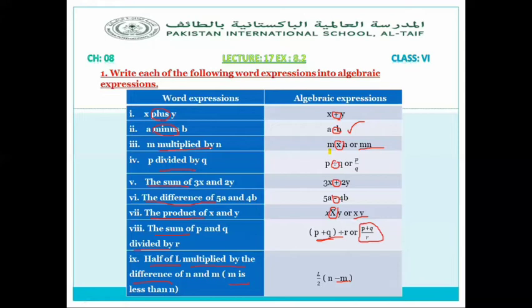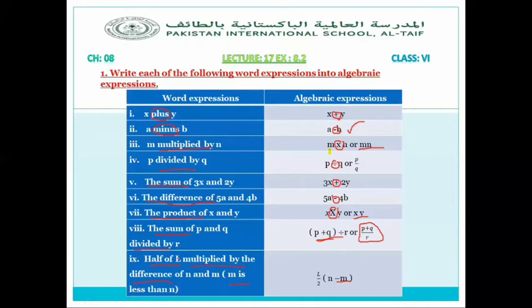Multiplied by, product by, it is the same sense, and in the same sense its sign is multiplication, like a cross. Divided by has the sign of division, and here sum of or plus has the same concept, the sign of plus. And half means half of L, meaning L over 2, multiplied by, and inside the bracket what we have to introduce is n minus m. Why? M is less, so n minus m we will write here.